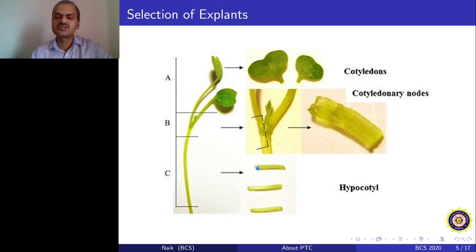So direct shoot formation will arise from this hypocotyl region, a cut portion of this hypocotyl region. So this will have a direct organogenesis. If you inoculate this kind of cotyledon on a callus inducing media, you will have callus formation, as well as if you inoculate this axillary or apical bud on MS plus any cytokinin, then you will have a shoot proliferation, which you can use further for a micropropagation protocol. Okay, so developing an in vitro raised seedling will have the best results from these explants.